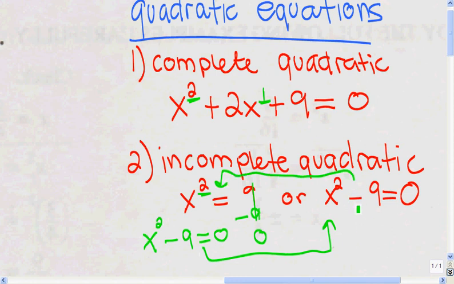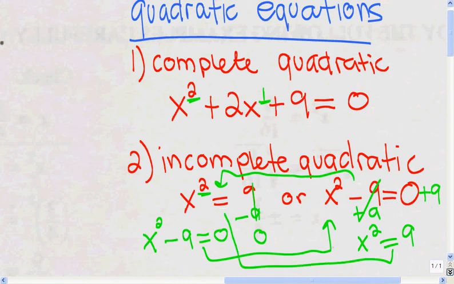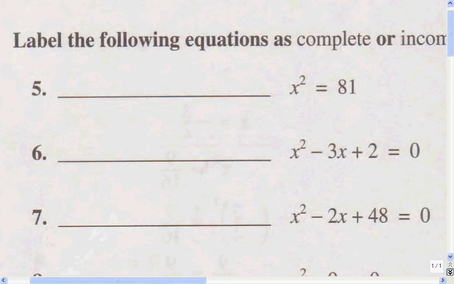Watch. I'm going to get rid of this 9. I'm going to add 9. But what I do to one side, I have to do to the other, so I'm going to add 9 over here. These 9s cancel out, because minus 9 plus 9 is 0, so I get x squared equals 0 plus 9, which is 9. See? Now it looks like this. So an incomplete quadratic equation has a variable with an exponent of 2, but does not have a variable with an exponent of 1. That's how you know the difference.